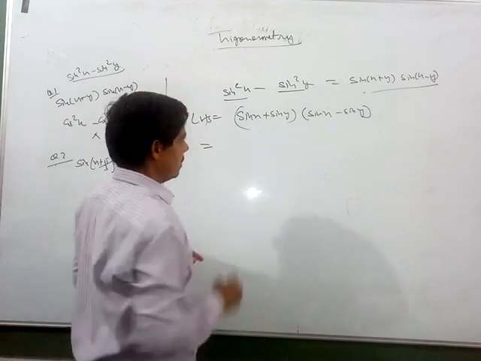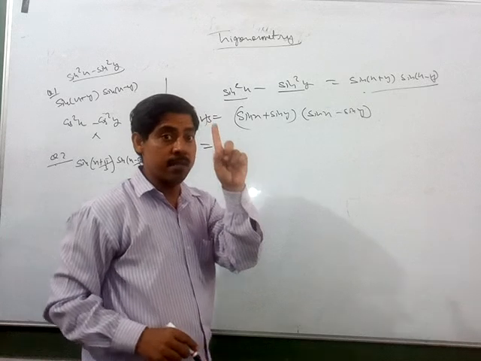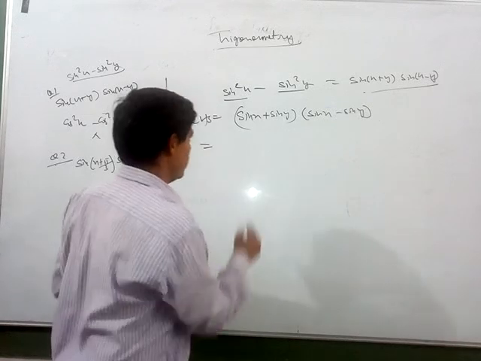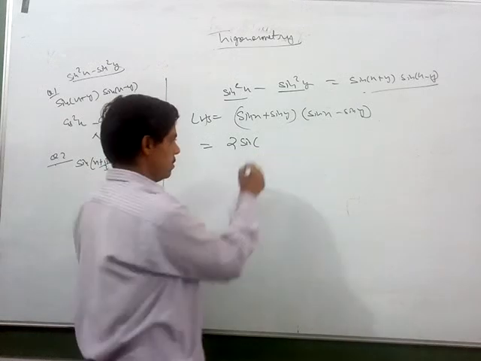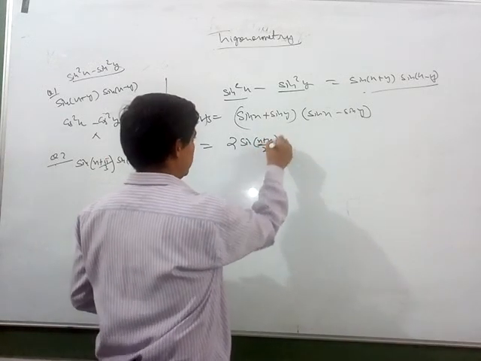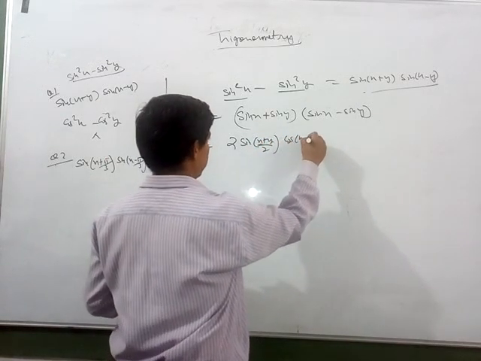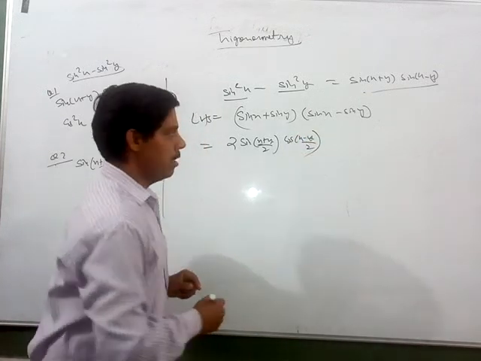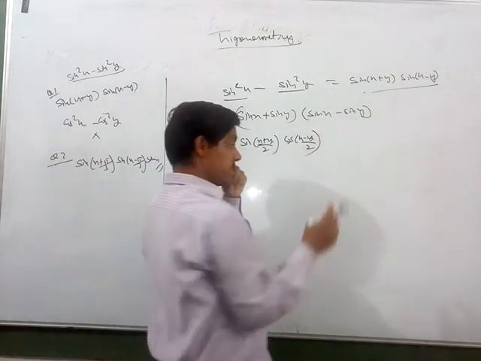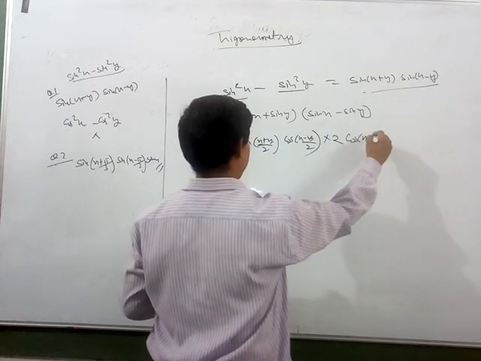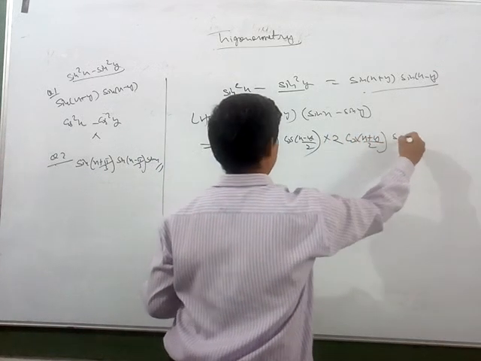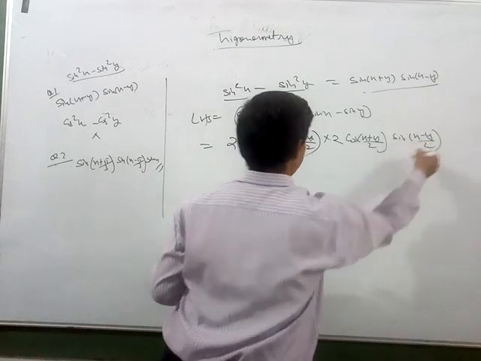Now what is that solve further? Apply the idea of sin C plus sin D. What is that? 2 sin((x plus y) by 2) cos((x minus y) by 2). Similarly, here you will get sin C minus sin D, that is 2 cos((x plus y) by 2) sin((x minus y) by 2).